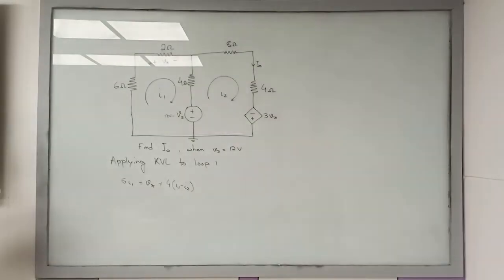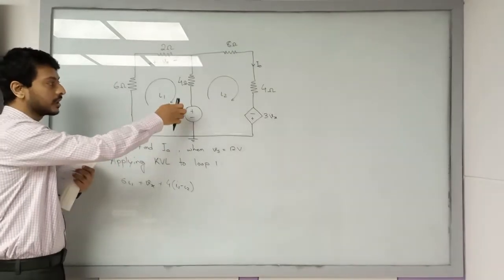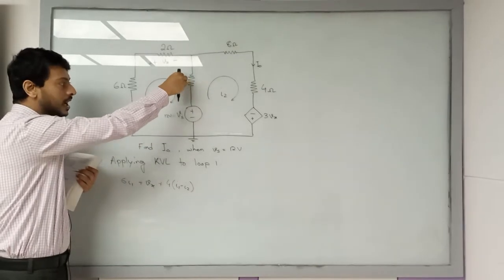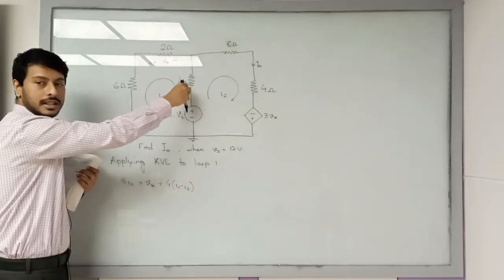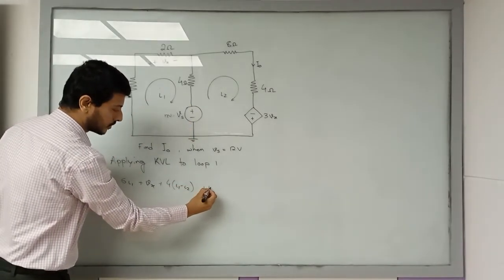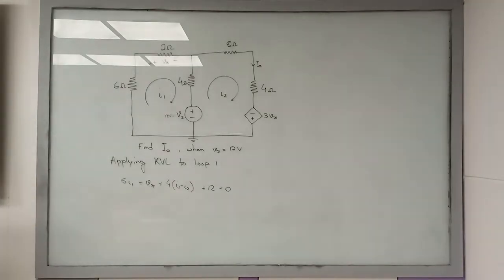And then you have a positive voltage over here. The loop current is entering this voltage source, so this will be positive as well, is equal to 0. So this is your KVL equation.